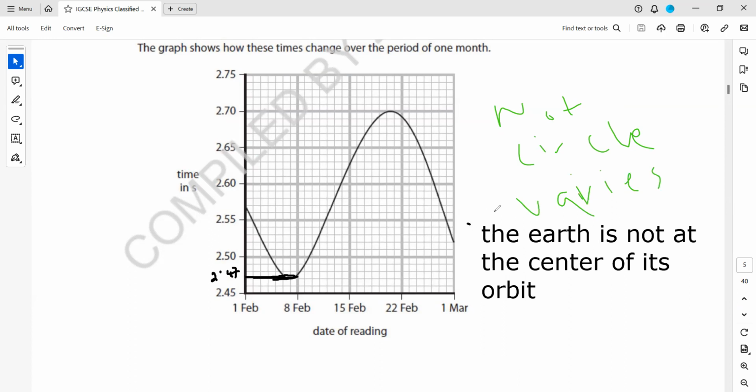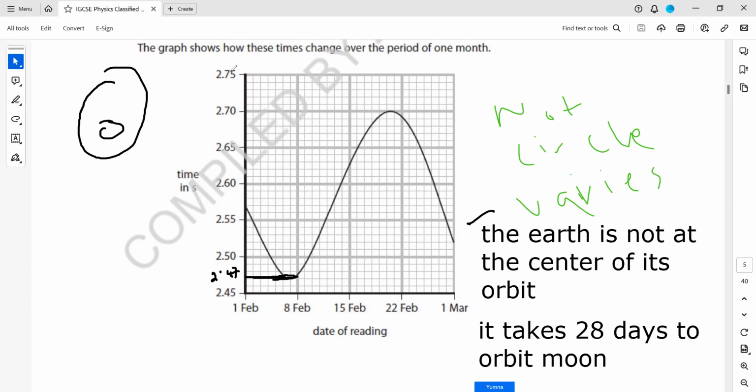That is also a good point. The Earth is not at the center of its orbit, or the orbit of the moon is not perfectly circular. It might be elliptical. So at some positions it is closer, at some positions it is further. You will mention for 3 marks: 1 mark, the orbit is not circular. 1 mark, when it is taking a shorter time, the moon is closer to the Earth, and when it is taking longer time, the moon is further from the Earth.